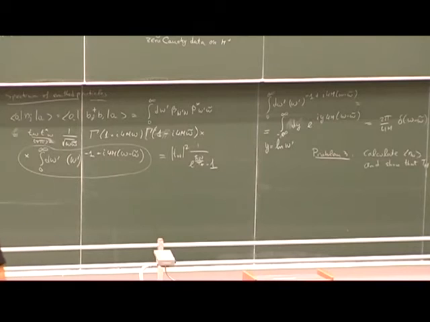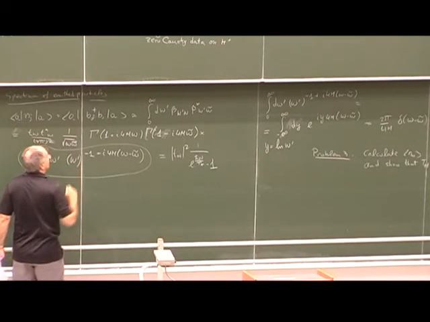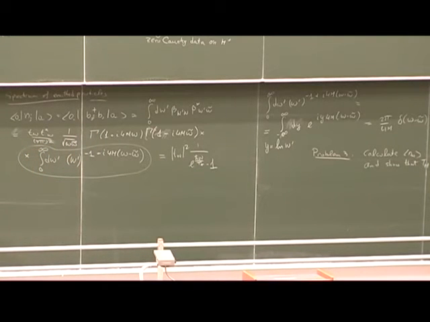But the most important aspect here is that there are no cross terms. So there are no terms that are of the form b_i dagger b_j, where i is different than j. Okay? Only diagonal terms.